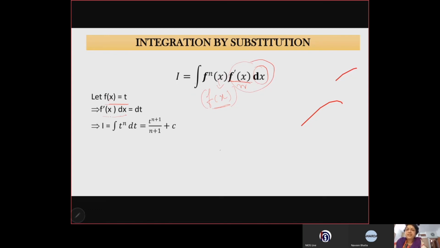So the integral becomes t to the power of n dt. So what is the integral of t to the power of n dt? T to the power of n plus 1 upon n plus 1 plus c. So what was t? T was f(x). So it becomes f(x) to the power of n plus 1 upon n plus 1 plus c. So this part you can use as a formula. And when do we use it? When we have a function and its derivative present.